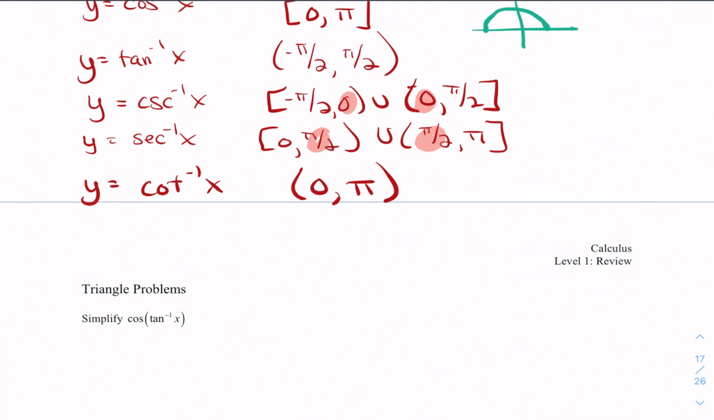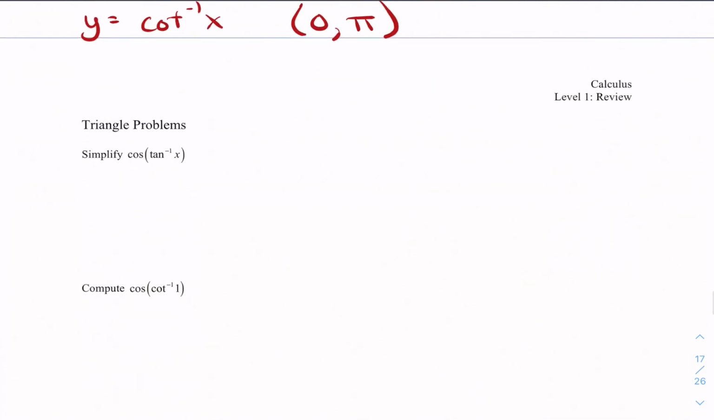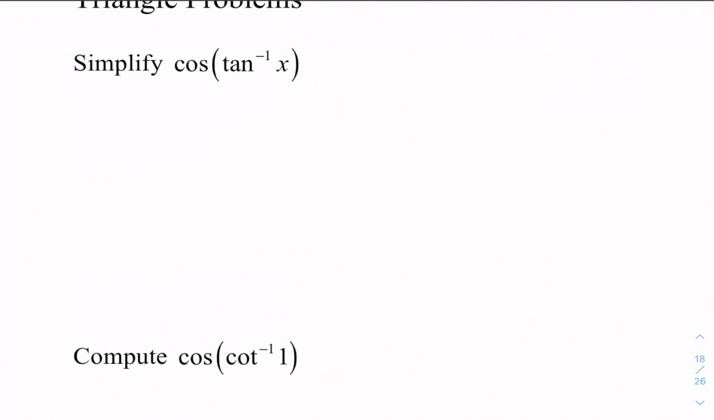So again, we need to do a little practice with those. But what happens when we then start applying trig functions and inverse trig functions at the same time? Well, we call these triangle problems. Remember, anything that we plug into a trig function is really an angle. We plug in angles and we get values out.